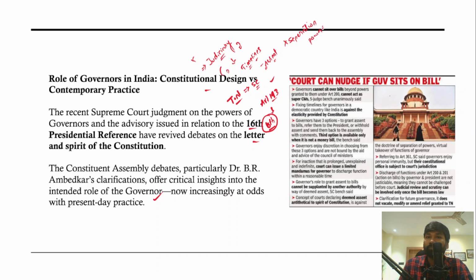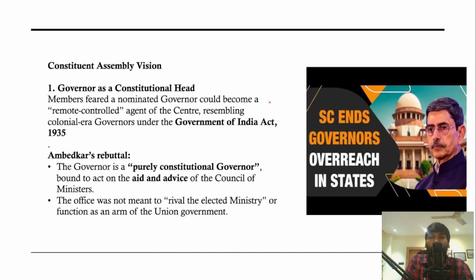However, the Supreme Court has also opined that governors cannot sit on bills for an indefinite period of time without any proper reason. If governors are not giving assent to the bills without any proper rationale or reason, then it may attract judicial intervention in that particular matter. So this is what the Supreme Court has held in this 16th presidential reference. Let's move on to the other important dimension: what is the vision of the Constituent Assembly?